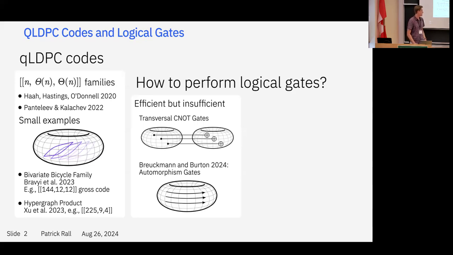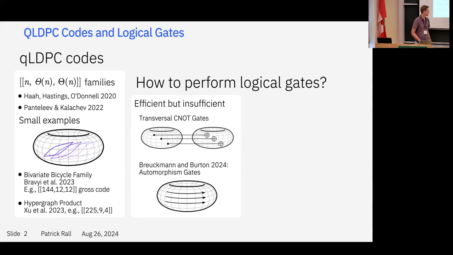Another really interesting family of techniques came from a paper by Berkman and Burton. They have a paper on fault transversal logical gates, and they rely essentially on physically permuting the physical qubits that constitute the code in order to realize certain logical gates within the code. So there's a couple of very interesting and high efficiency gates that you can implement this way.